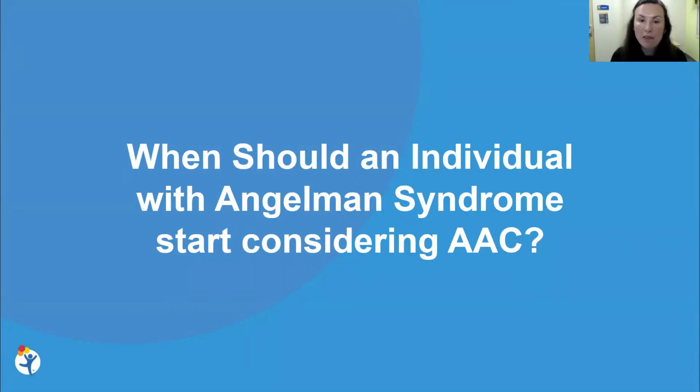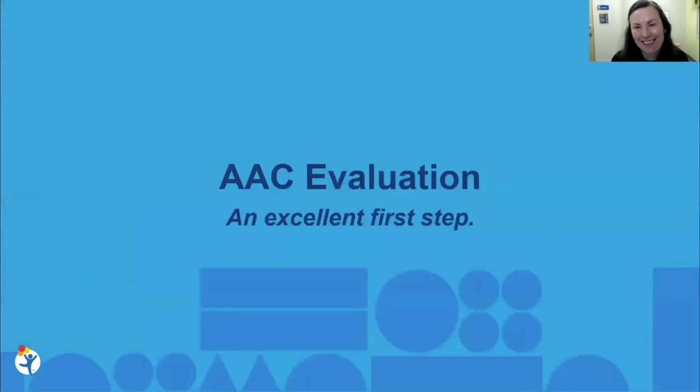So when should an individual with Angelman syndrome start considering AAC? And the answer is right now. And the AAC evaluation is going to be a great first step to be able to accomplish what we need to know. And that is, what is your child currently communicating and what would we like to see them communicating? I think it's really important for parents and caregivers to identify what would be the most meaningful thing for your child to be able to communicate to you as independently as possible.